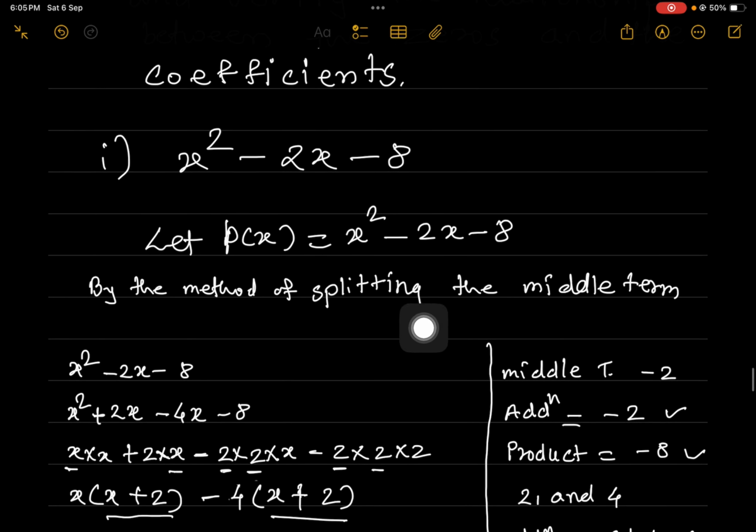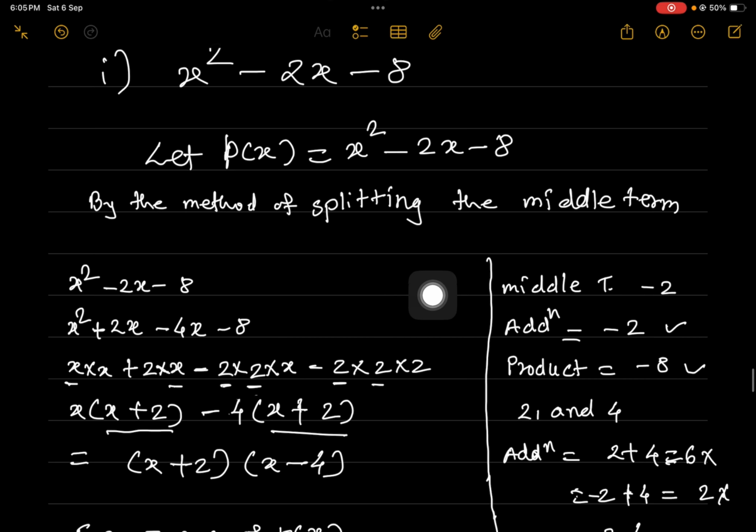Here we use splitting the middle term. This middle term is minus 2x, not only 2x but minus. You have to consider the sign also. Here for the middle term a minus sign is there. So minus 2x, and we have to split this middle term minus 2 to find the zeros of the polynomial.